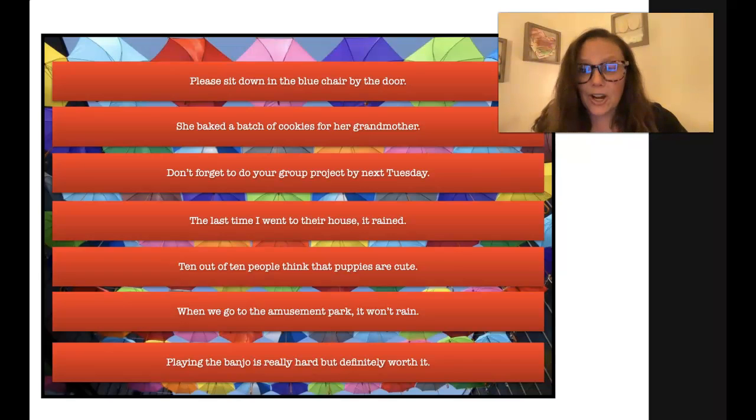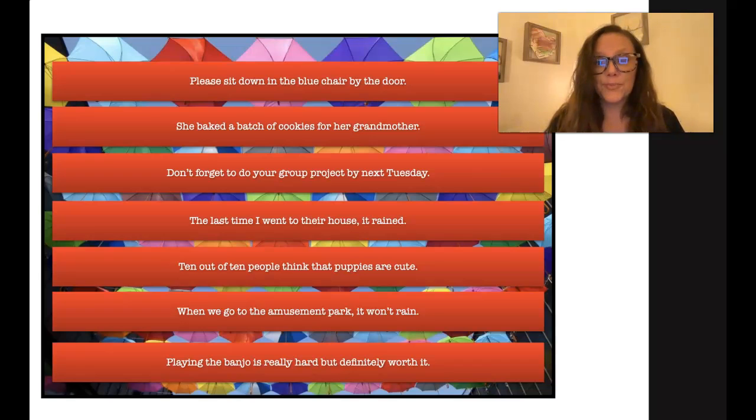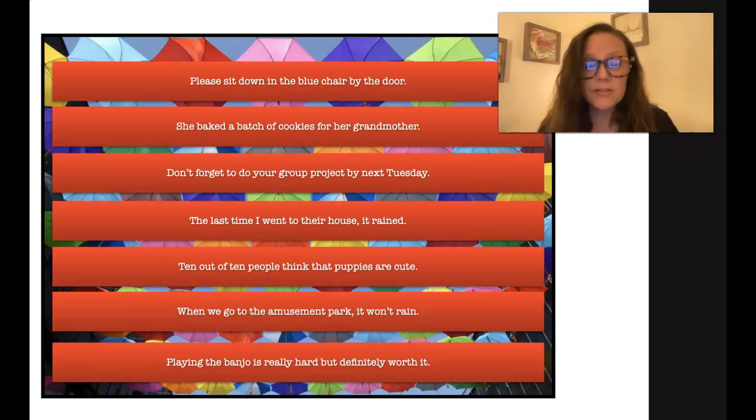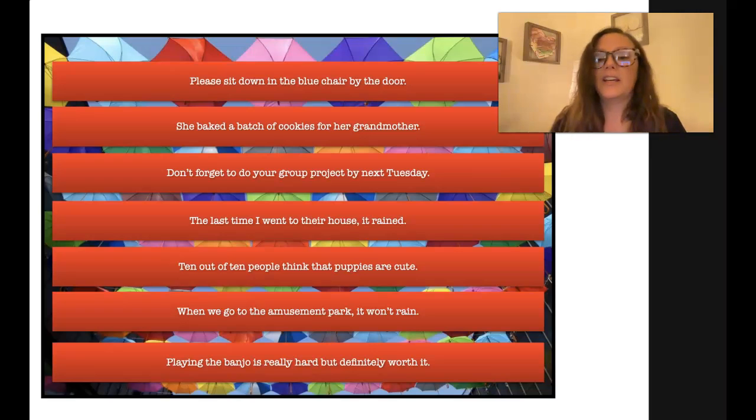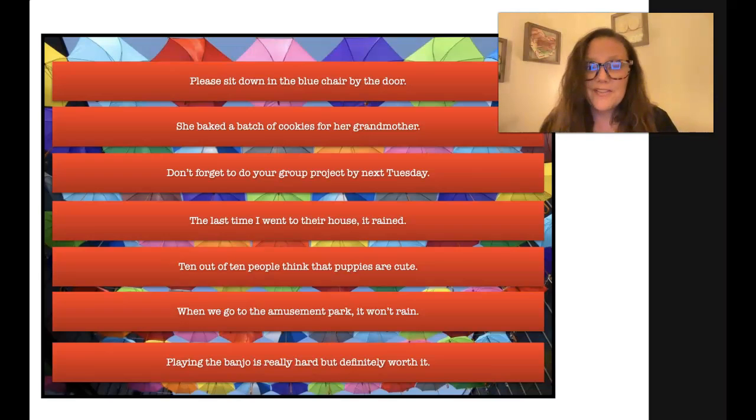Another great way to work on auditory memory with this is to give a distractor. So for example, maybe you have them read it backwards. So you give it to them forwards, they read it backwards. Door, the, by, chair, blue, the, in, down, sit, please. And then they have to remember what it is. So this is a great auditory memory task.